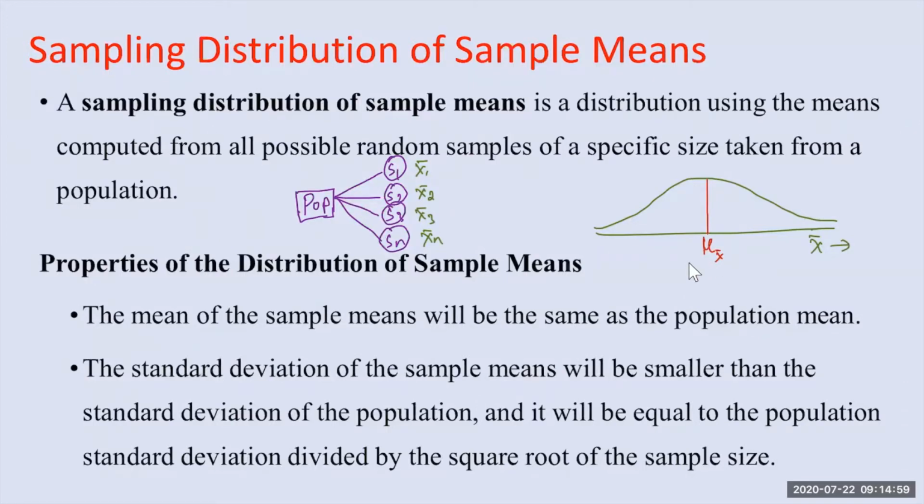So this is equal to the population mean. This is equal to the mean of the population. That is the meaning of that. The mean of the sample mean will be the same as the population mean. So that is one formula that we need to know. So you can write that down, mean with the subscript x bar down there.